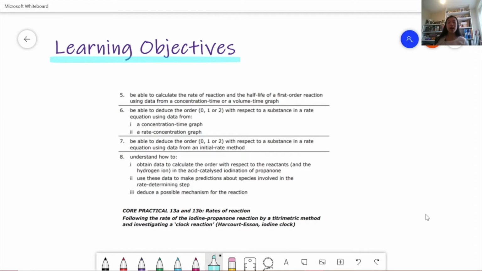We're then going to look at a core practical, which is to do with rates of reaction, and it's going to be following the rate of the iodine propanone reaction by a titrimetric method and investigating a clock reaction.